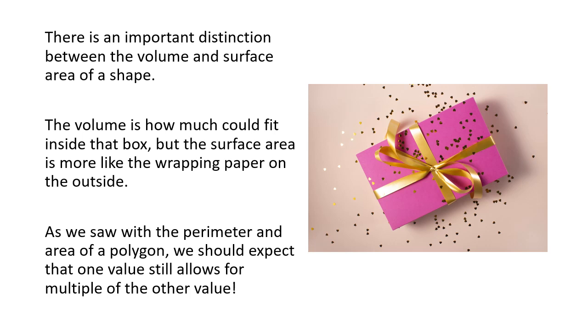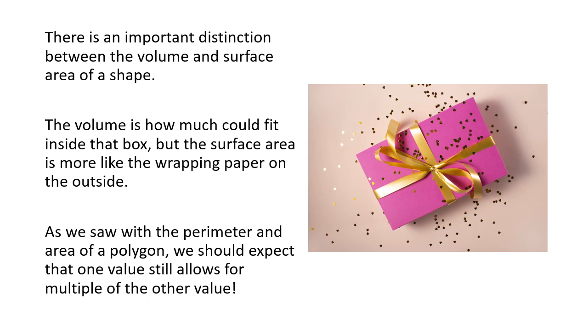Now, as you might imagine, the larger the volume, the bigger the box, the more wrapping paper you're going to need. At the same time, the more wrapping paper you have, the bigger of a box you can wrap. But as we saw with polygons, we should not expect that the same surface area is always going to give us the same volume, nor should we expect the same volume to be the same surface area. We saw that with the perimeter and area of polygons. When we kept the perimeter fixed, we had a lot of different areas that were possible. And when we kept the area fixed, we had a lot of different perimeters that were possible.